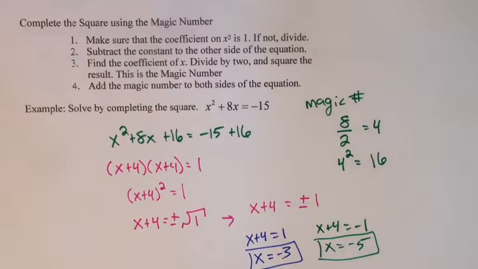Then we solved using the square root property, took the square root of both sides, and then finished solving to get our two answers. This process can be a little bit overwhelming at first, but with a little bit of practice you can get the hang of it. I'm going to do a couple more examples, and then I'll have a couple examples for you to try.